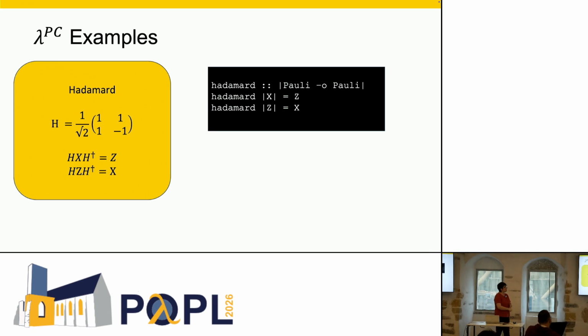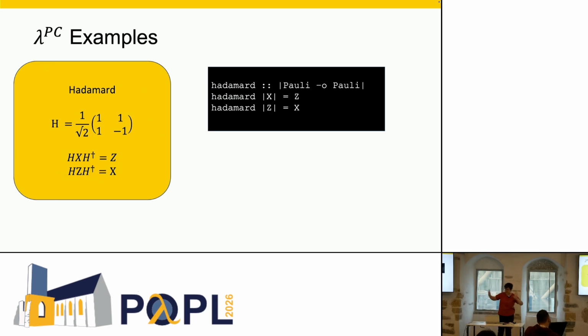So I'm saying, okay, if the input is an x, then send it to z. If the input is a z, send it to x. And this is sort of like a Haskell style pattern matching syntax. In the paper, we have a core calculus, which uses a case statement. So this is just syntactic sugar. Okay.